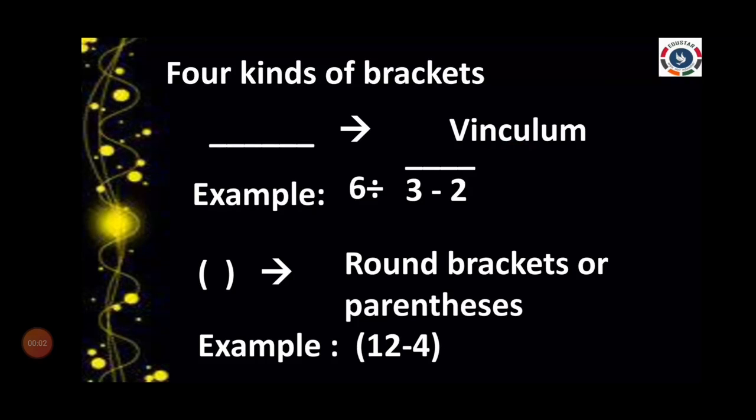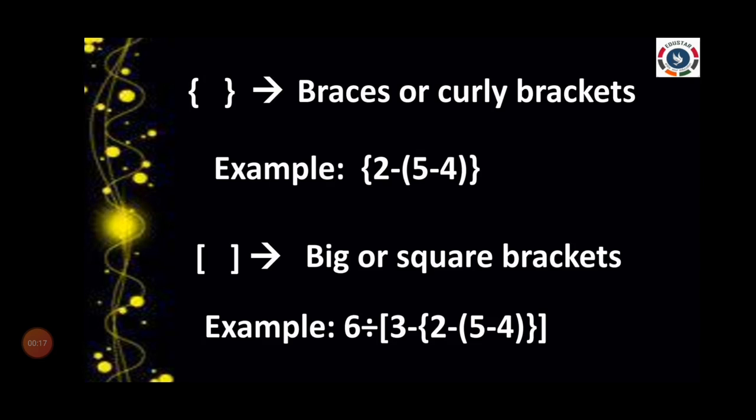The next thing we want to give preference to is the round brackets, which we call parentheses. For example, 12 minus 4. Then the next one, braces or curly brackets. The example is 2 minus 5 minus 4. First preference is given to the round bracket, the next preference is given to the curly bracket.